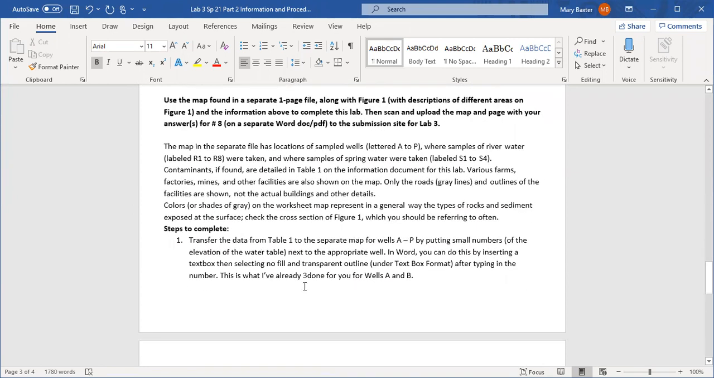Now, use the map found in a separate 1-page file. So if you were to be above the landscape of that block diagram that I just showed you, looking straight down, that's what this map is. Okay. So I'm going to show it to you briefly here.